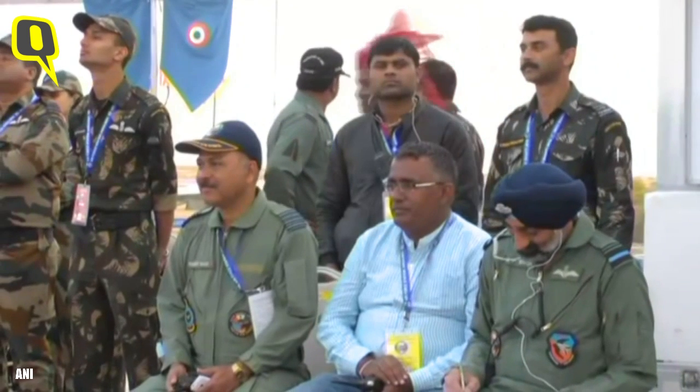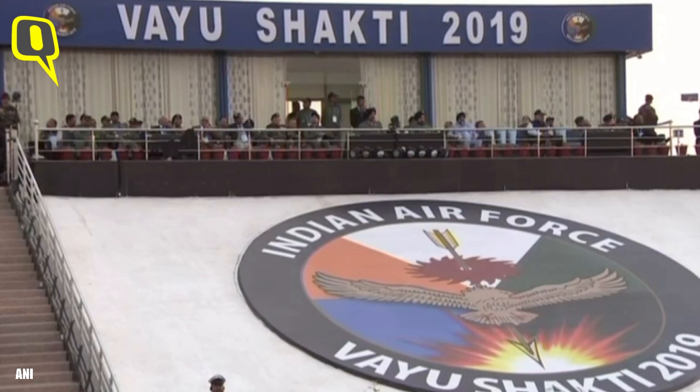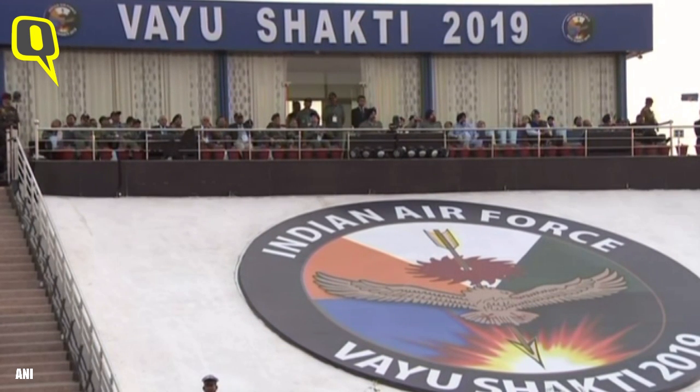Taking counter-surface force operation missions deeper into enemy territory, our commander has now planned an attack over a concentration area of the enemy's ground forces. Two Sukhoi 30 MKIs are planned to drop 2,200 kg bombs on target number 14 located in front of us. Ladies and gentlemen, look high towards your right. The Sukhoi 30 MKIs emerge.